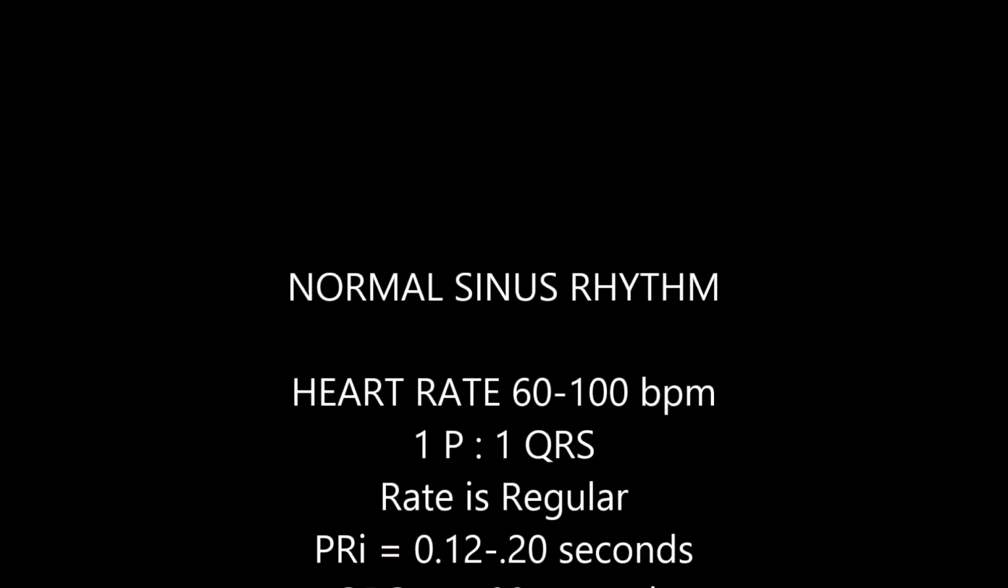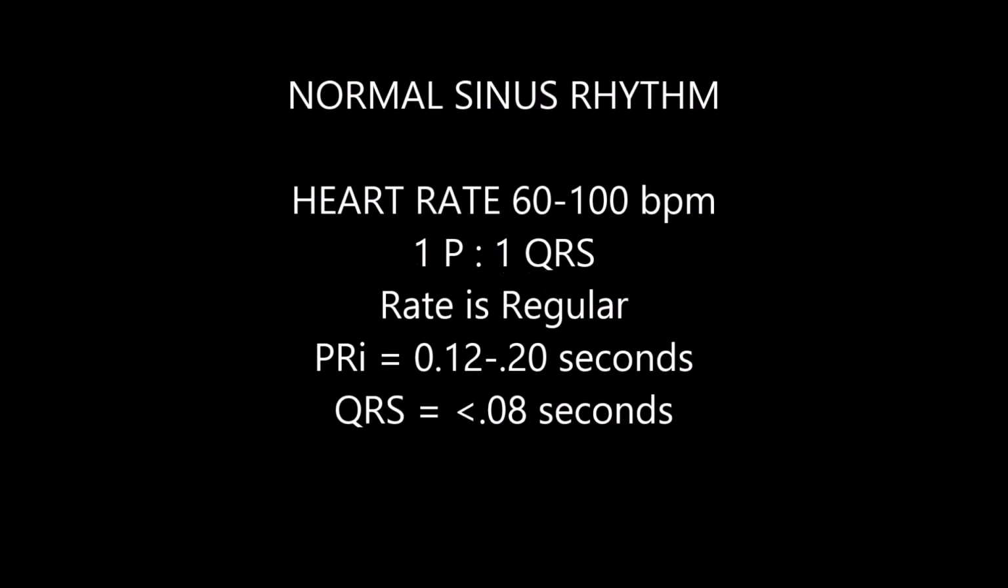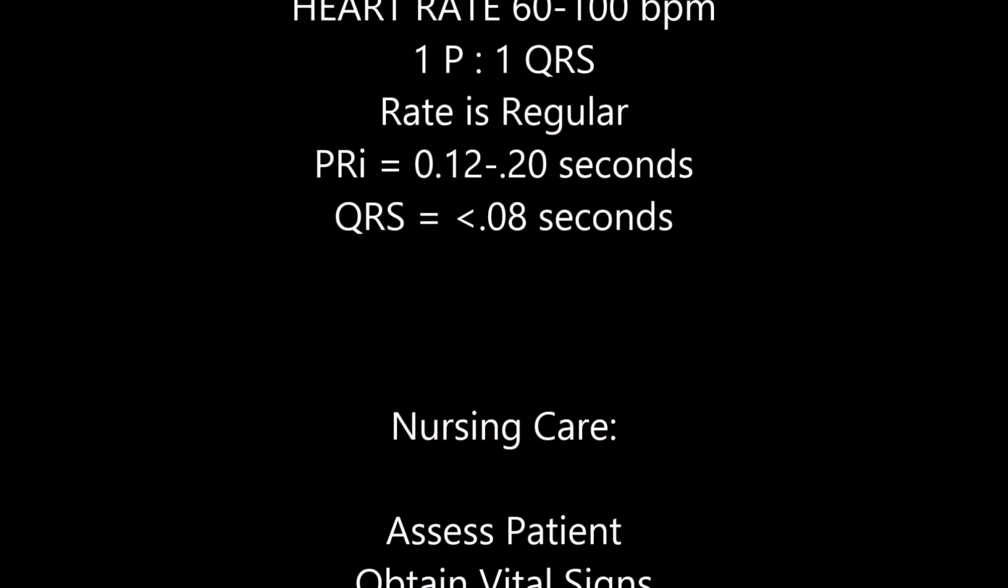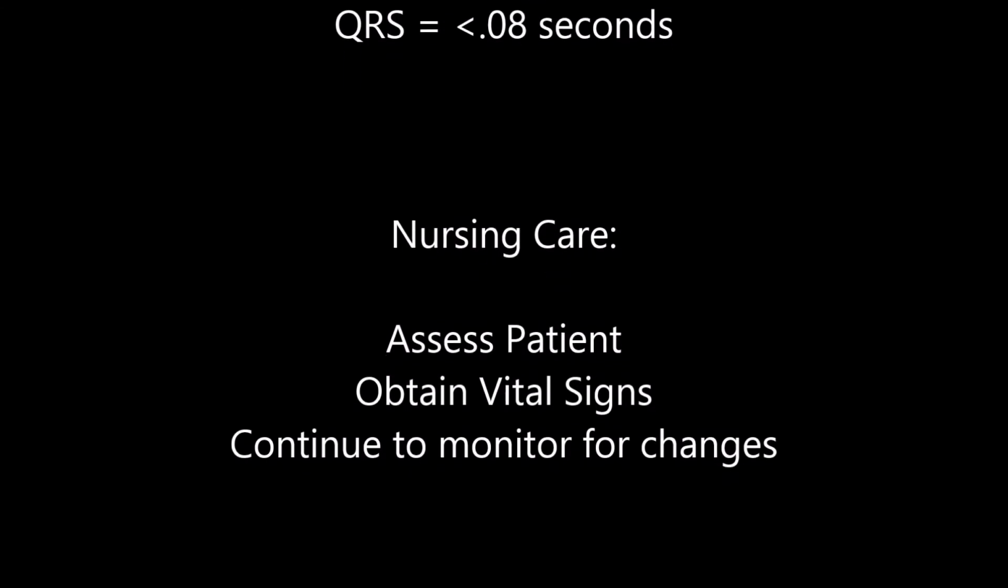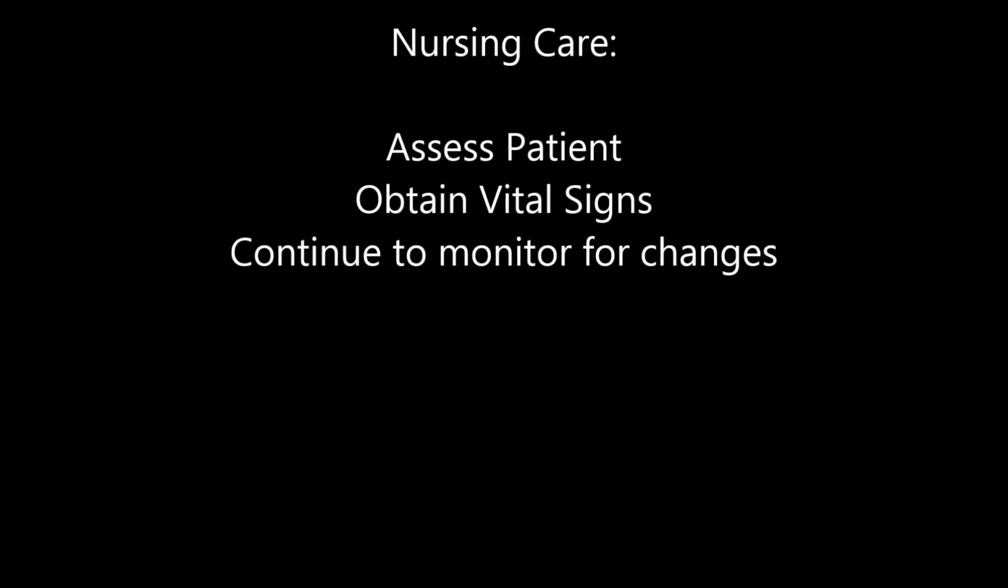Normal sinus rhythm is the first rhythm that we'll look at. It has all of the baseline normal components that we look at when analyzing rhythm strips. The heart rate is typically between 60 to 100. It has 1 P for every 1 QRS. The rate is regular, meaning they can march out along the tape. The PR interval is 0.12 seconds to 0.20 seconds, and the QRS interval is less than 0.08 seconds.